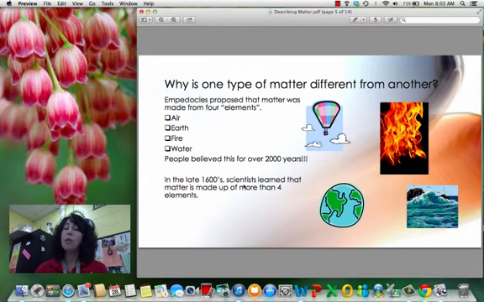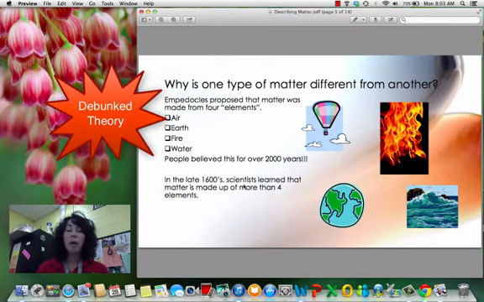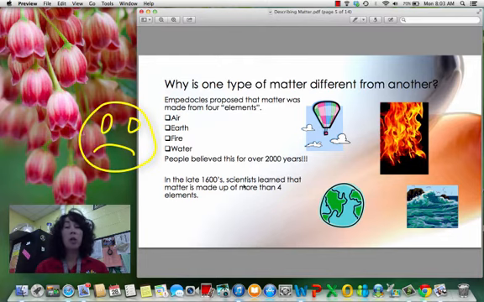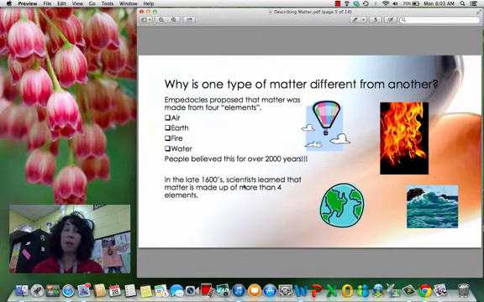So why is one type of matter different from another? Well, Empedocles proposed that matter was made of 4 elements: air, earth, fire, and water. And people believed this for over 2,000 years. So, again, this ties in those theories that we've been talking about recently. They will be believed until someone comes along and disproves them. And it wasn't until the late 1600s that scientists learned that matter was made up of more than just 4 elements. And those elements were not air, earth, fire, and water.